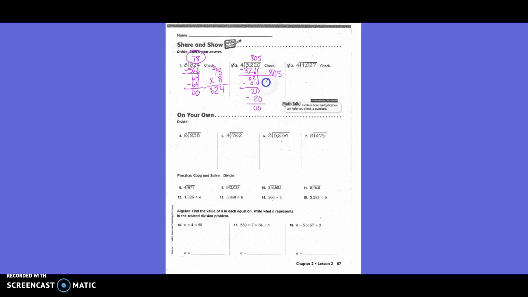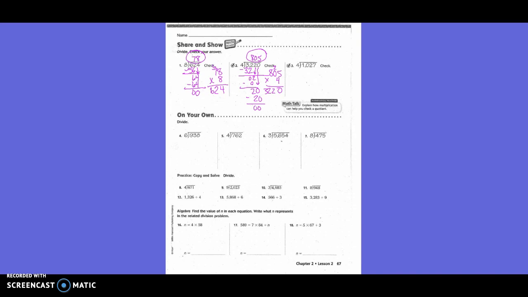805 times 4. 4 times 5 is 20. So my 0, carry my 2. 4 times 0 is 0. Plus 2 is 2. 4 times 8 is 32. Do they match up? So 805 is correct.